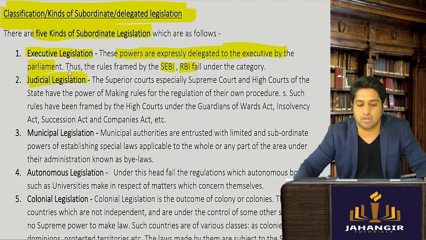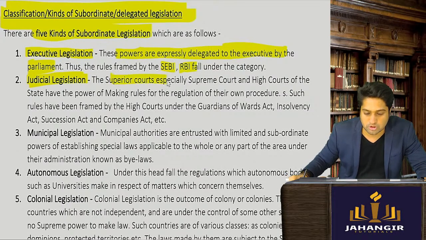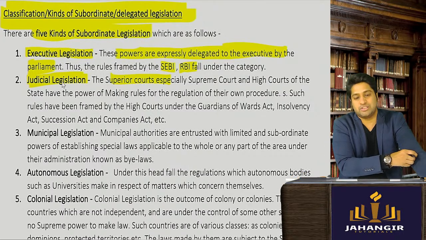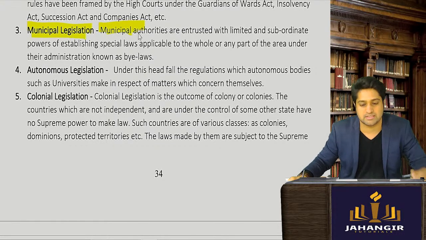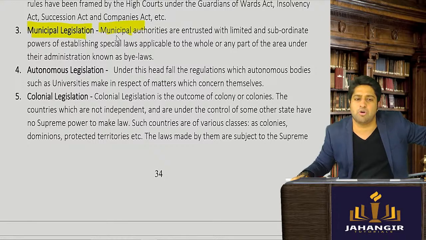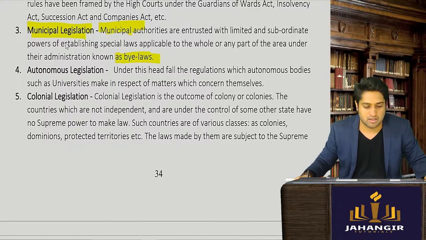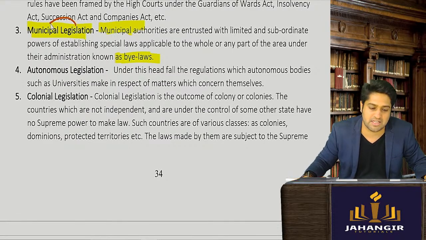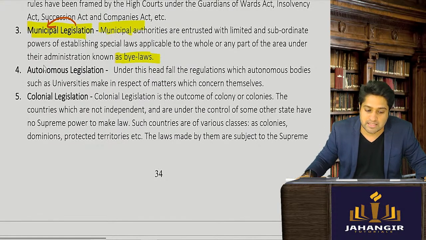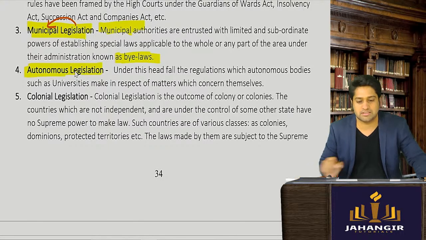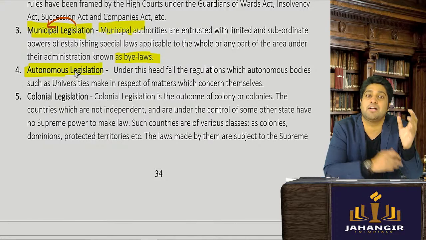Judicial legislation. Now we know the courts also pass some laws and make laws. When courts make the law, it is called judicial legislation. Municipal legislation. When the municipal authorities make laws, we also know that there are some municipal laws, bylaws. When they make them, it is called municipal legislation. Now very simple, from the logic, legislation means a law making power given to the municipality. Next is autonomous legislation. Now what is this? Certain authorities get autonomous powers.